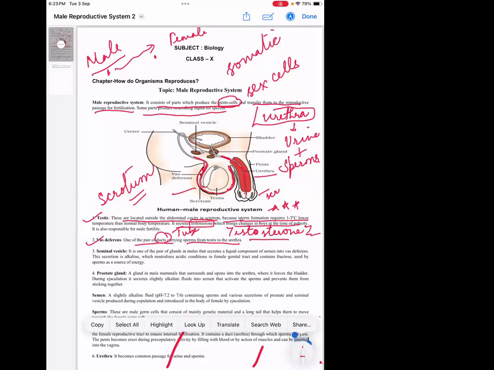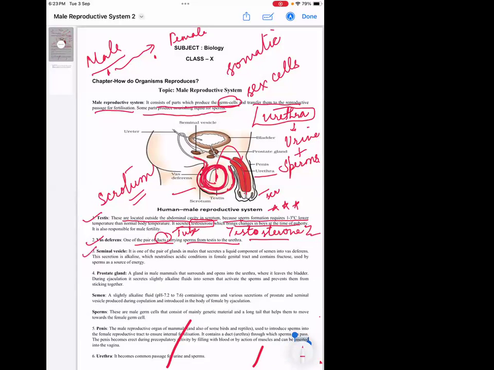See, sperms are produced in this testis, right? Now these sperms from here have to be passed to the penis. So how will it go? It will go through the vas deferens. With the help of this vas deferens, the sperms will be transferred from the testis to the urethra.